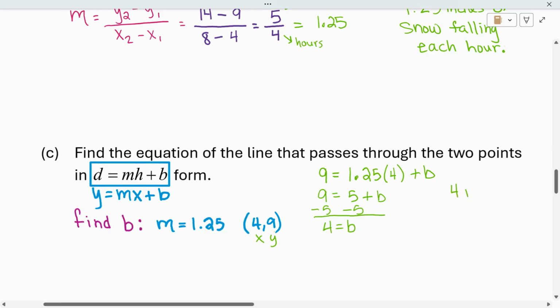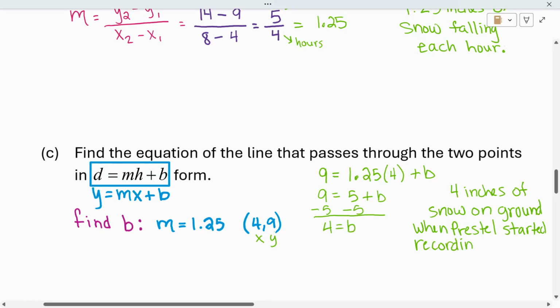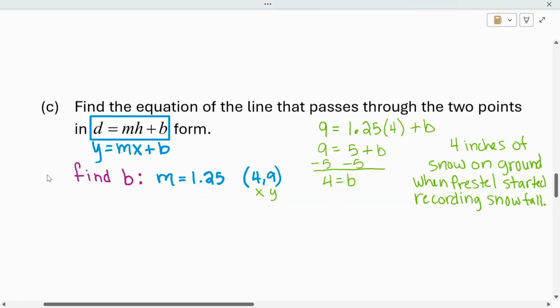That means that there were 4 inches of snow on the ground when Prestel started recording snowfall. So there were 4 inches of snow on the ground when Prestel started recording the snowfall.